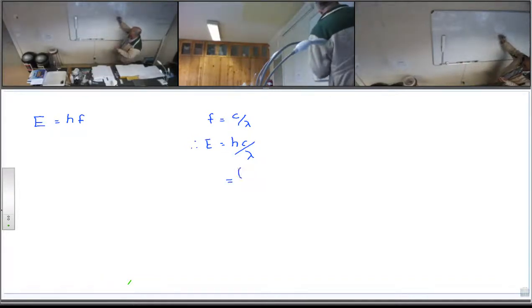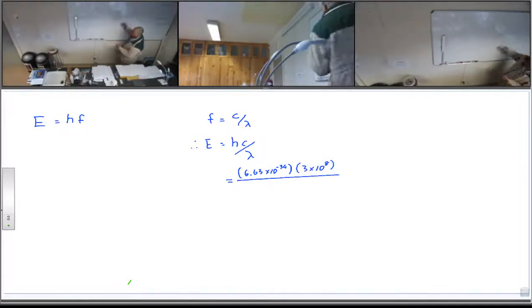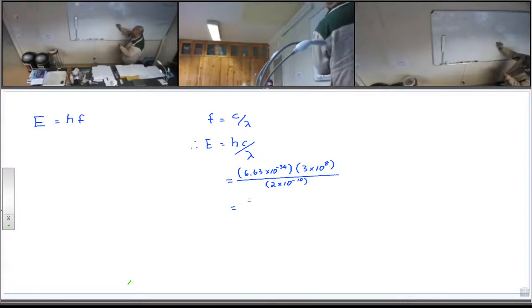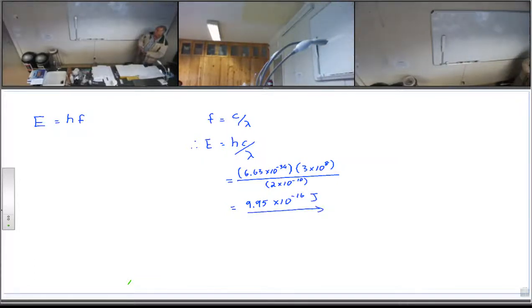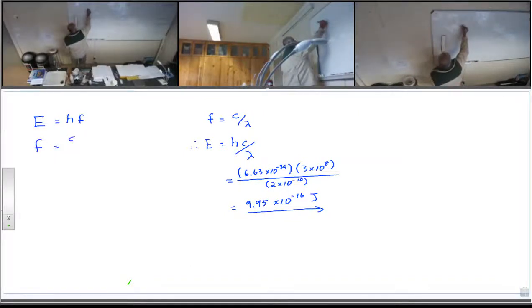h is 6,63 times 10 to the minus 34. c is always 3 times 10 to the power of 8 if it's light traveling through a vacuum. And the wavelength they give to you as 2 times 10 to the minus 10. And what does that work out to be? If my answer is correct, 9,95 times 10 to the minus 16 joules. Who did it that way? That's fine. No problems.